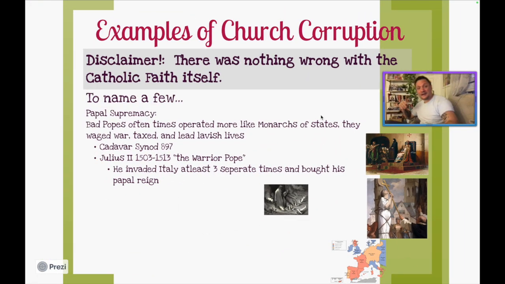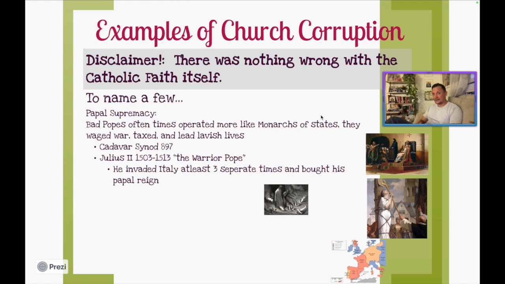Now, going into the next one, we also have to understand this guy named Julius II, who was also known as the Warrior Pope, who was in power from 1503 to 1513. He is the same guy that is going to pay Michelangelo to paint the Sistine Chapel ceiling, and he is also the same Pope that is going to die of syphilis, right? Now, which is a disease that you're not supposed to have if you're a Pope. Isn't that right? Y'all know who I'm talking about?